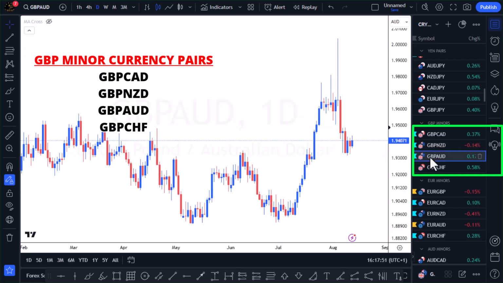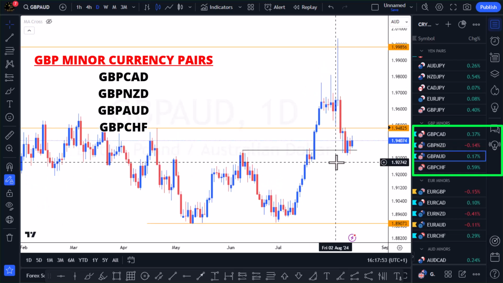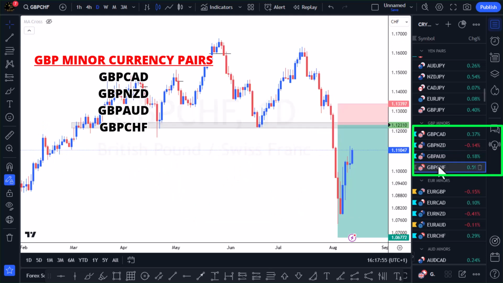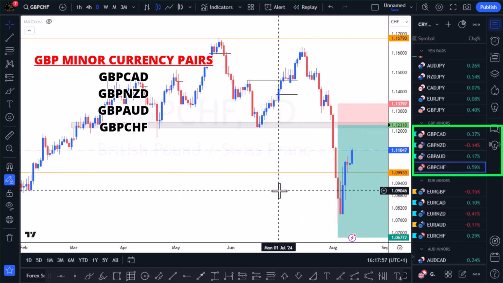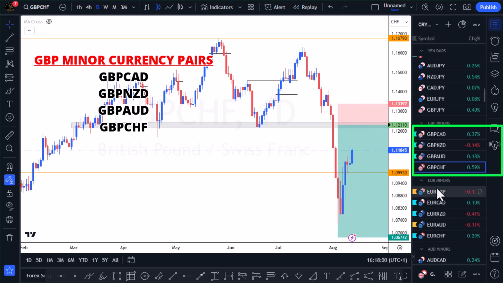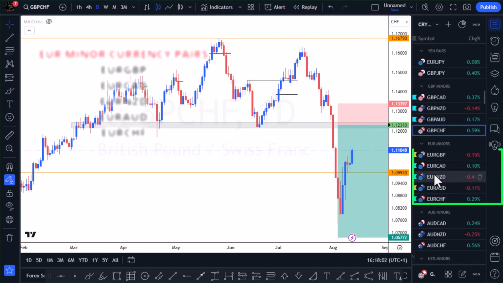We have the British pound sterling paired against the Australian dollar. This is the price chart. We have the British pound sterling paired against the Swiss. This is the price chart. And next we can proceed to the euro minor currency pairs.